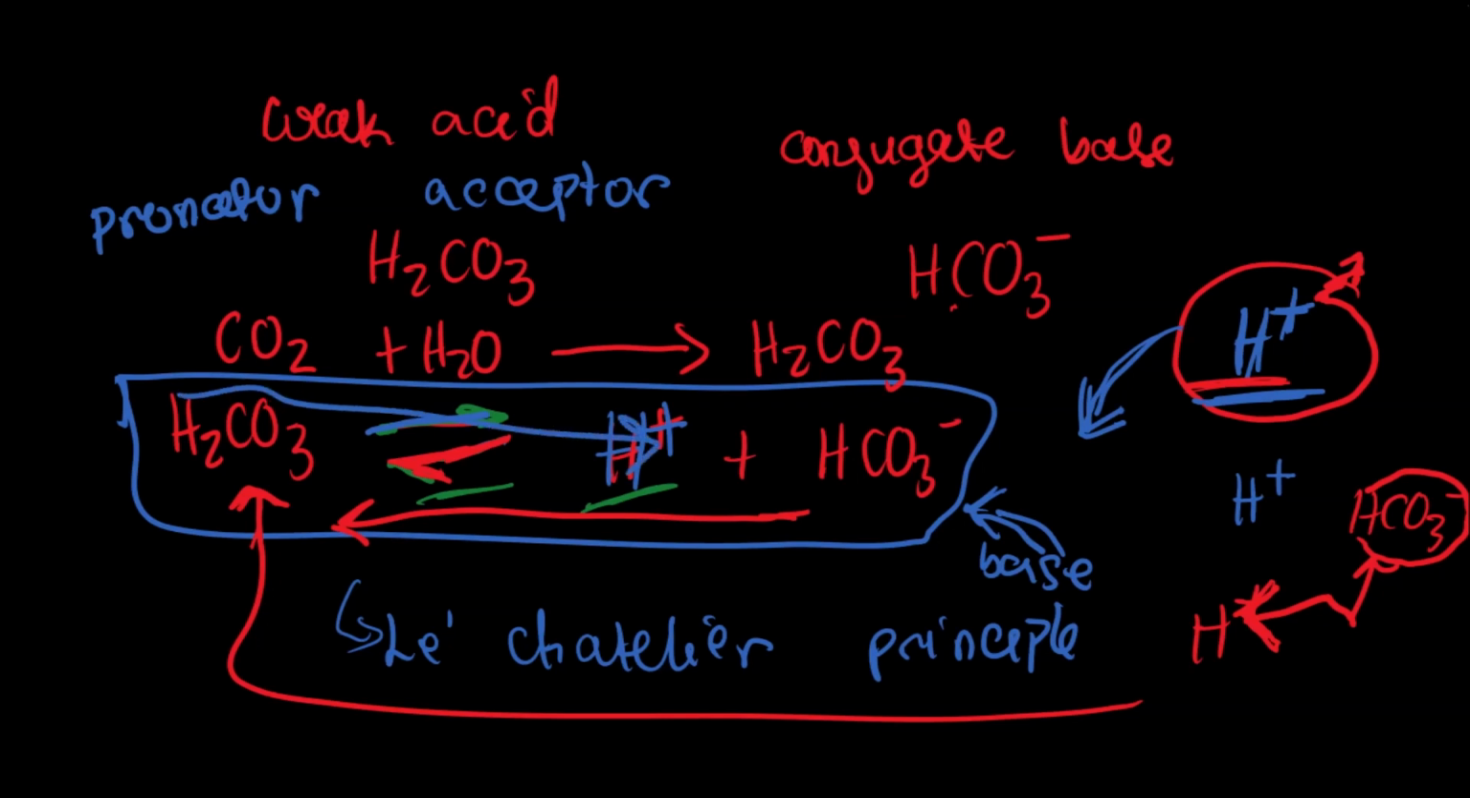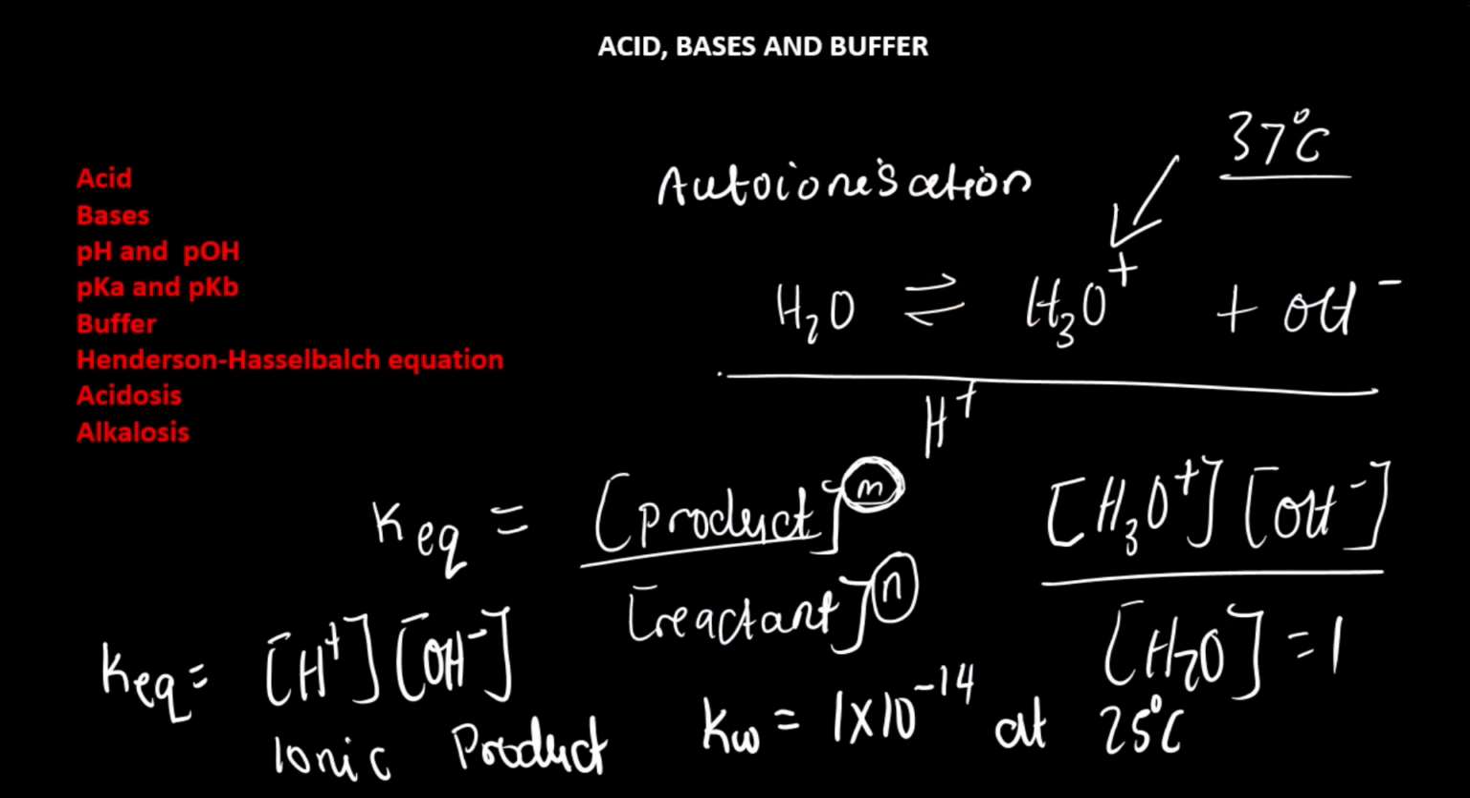So the equilibrium would move in this direction, from here to here, and more hydrogen ions would be created. So there's a balance in the system. This is how a buffer system works. It acts as a hydrogen ion reservoir, releasing hydrogen ions when needed and taking them up when they are in excess. Okay, so this is an example of a buffer system.